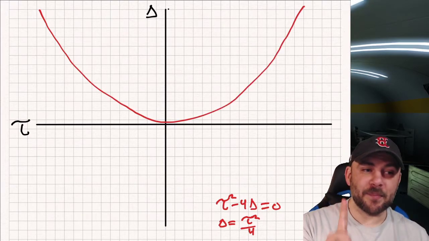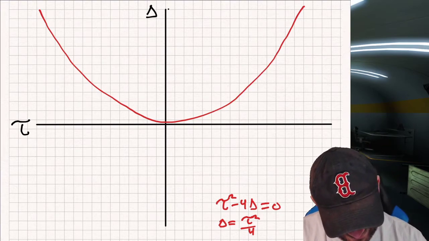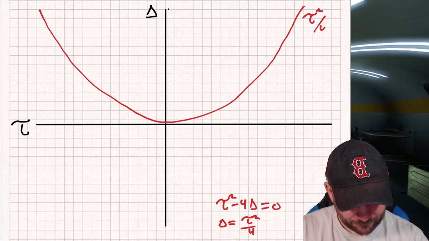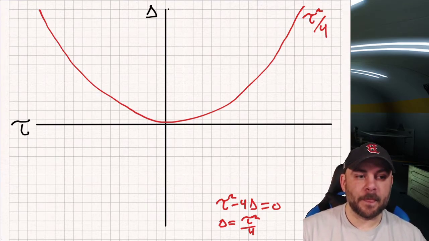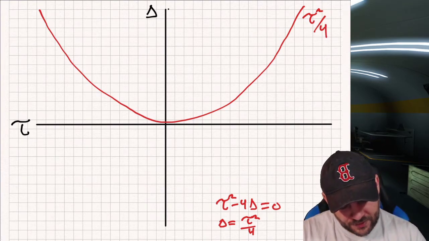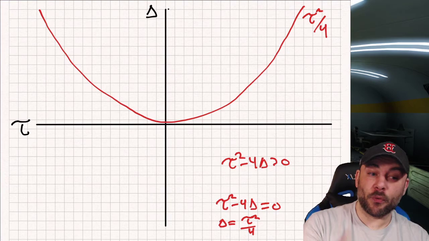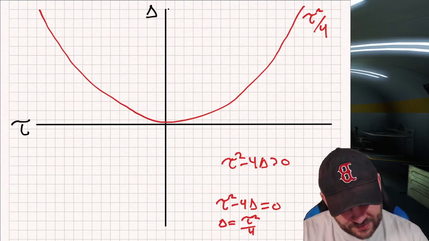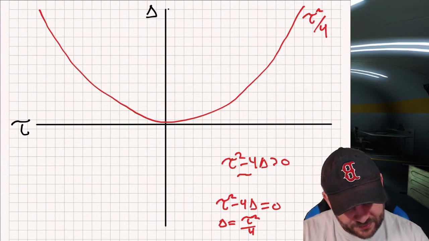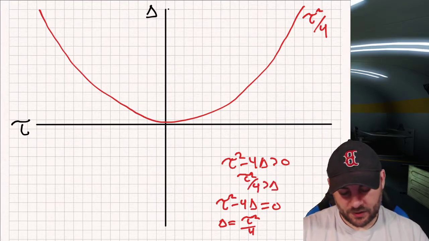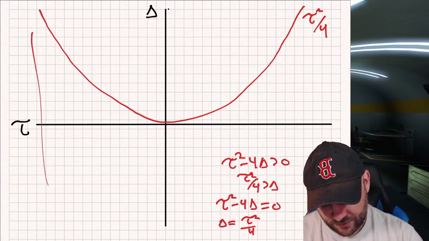That is not a bad parabola. Okay, this is the parabola tau squared over 4. Now, tau squared minus 4 delta being positive, which would mean I'd have to have a real root, means that tau squared over 4 needs to be bigger than delta. So what that tells me is everything down here.